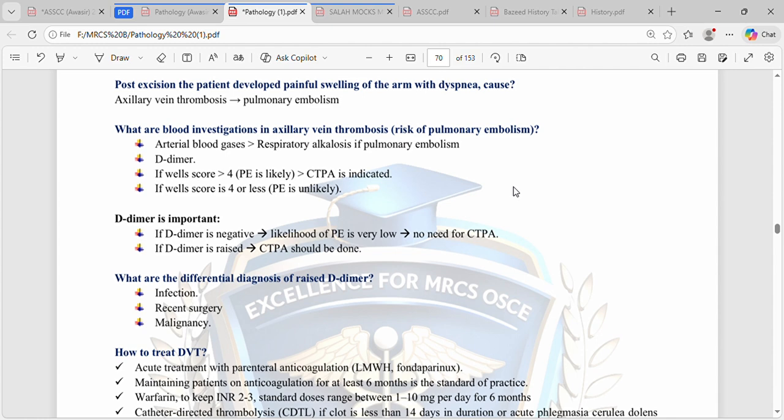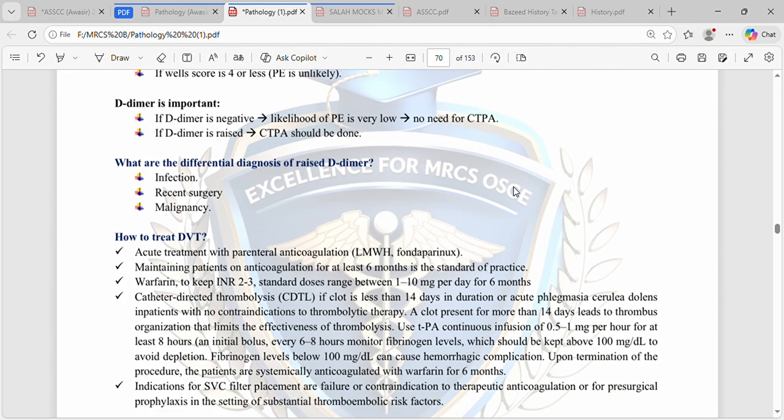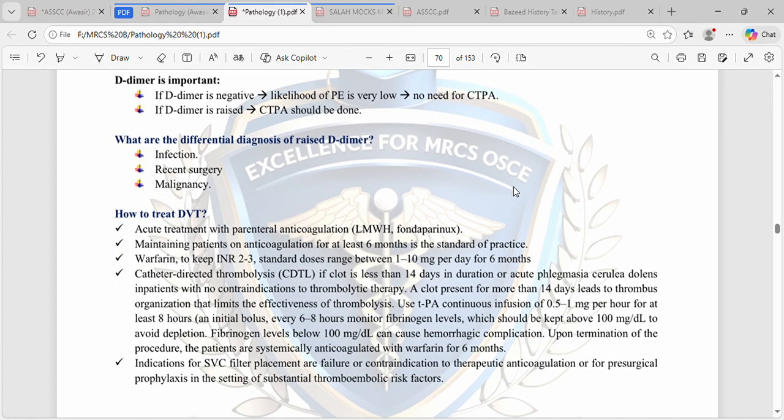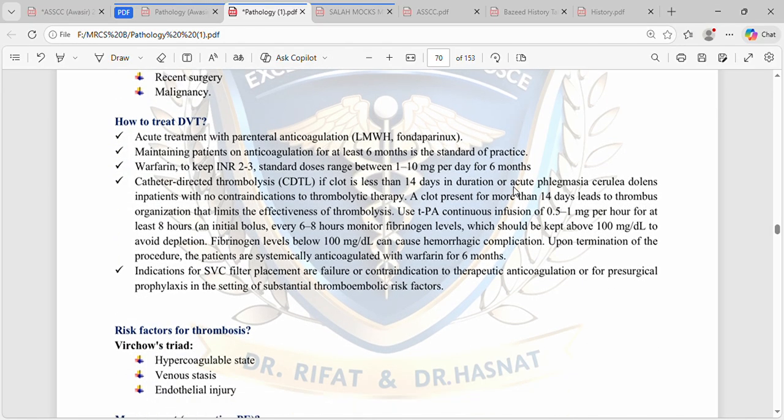What are the differential diagnoses of raised D-dimers? Infection, recent surgery, and malignancy. How will you treat DVT? Acute treatment with parenteral anticoagulation, for example low molecular weight heparin and fondaparinux.